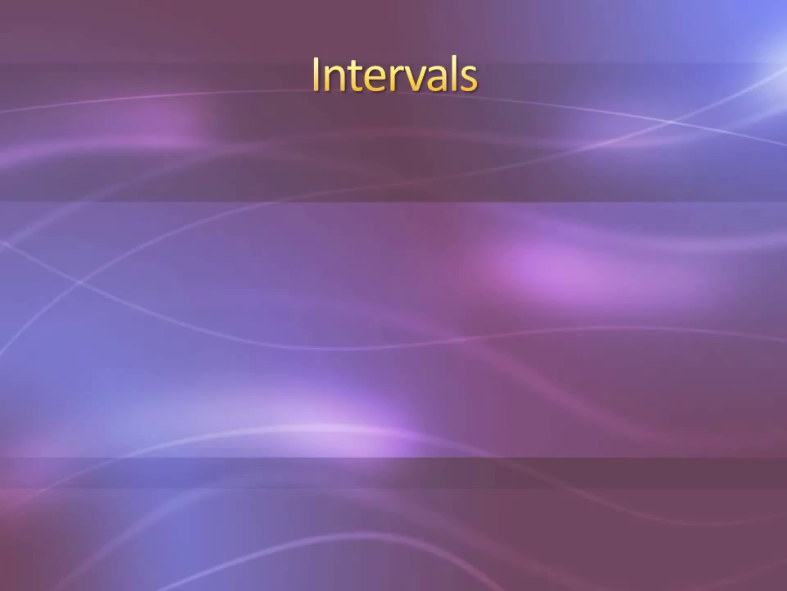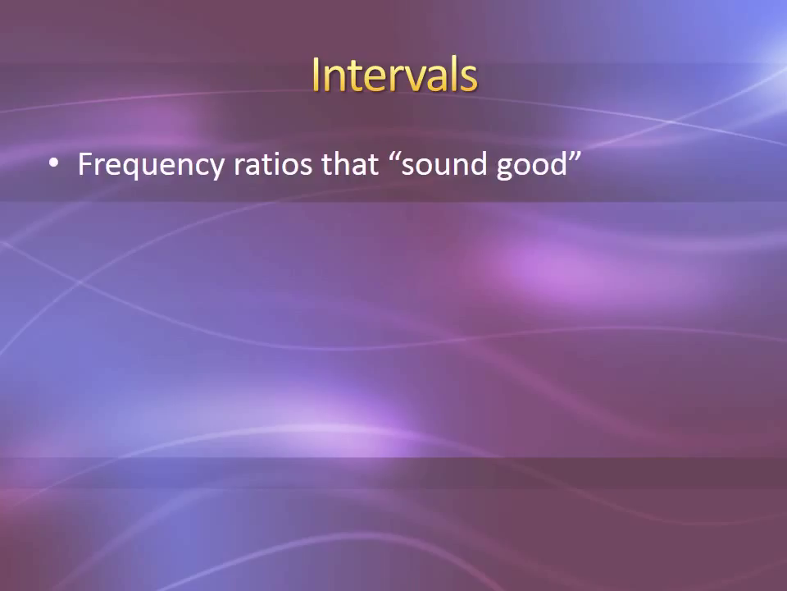When you play an instrument, you don't just play one note, and that's not very interesting. Usually we listen to a whole bunch of notes together, either in a band or an orchestra. There's always more than one note going on. So an interval is a set of two frequencies whose ratio sounds good.